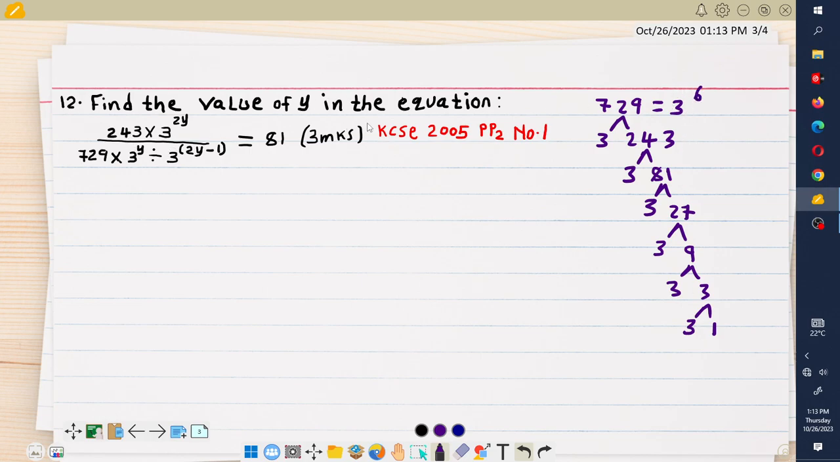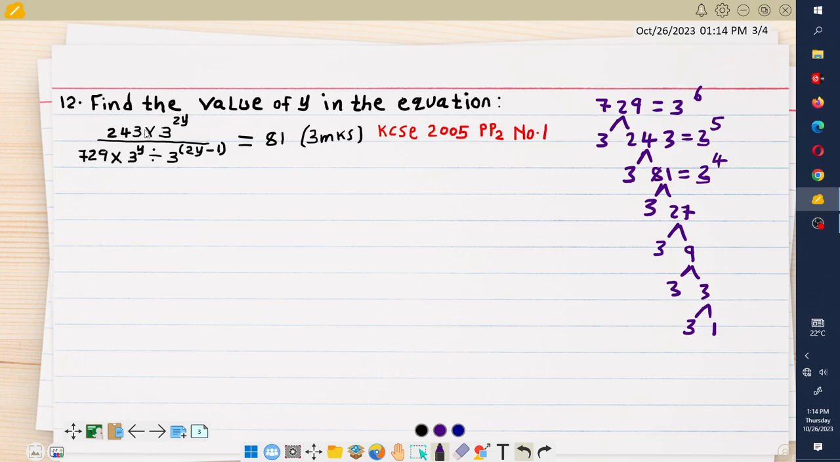Then I also have 243 can be expressed as 3 to the power of 5. So 1, 2, 3, 4, 5. Then you also have 81. So 81 can be written as, sorry, this should be 3, this should also be 3. Then this is 3 to the power of 1, 2, 3, 4. So this is 3 power 4.